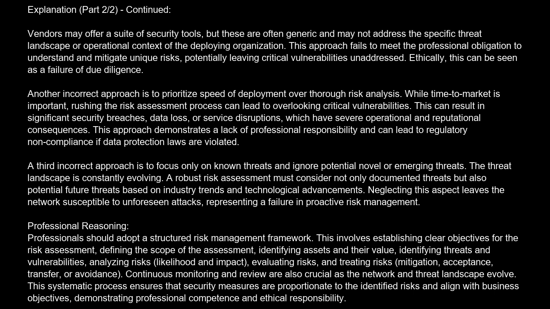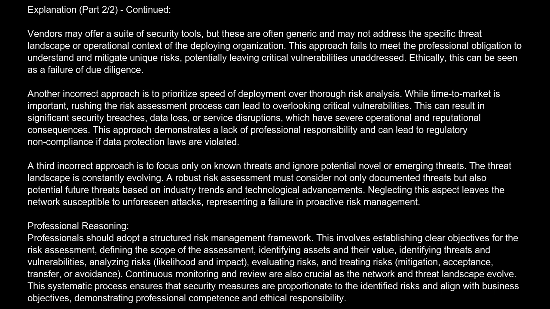A third incorrect approach is to focus only on known threats and ignore potential novel or emerging threats. The threat landscape is constantly evolving. A robust risk assessment must consider not only documented threats, but also potential future threats based on industry trends and technological advancements. Neglecting this aspect leaves the network susceptible to unforeseen attacks, representing a failure in proactive risk management.